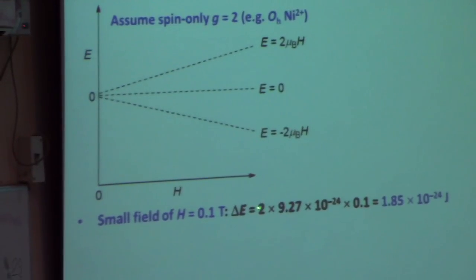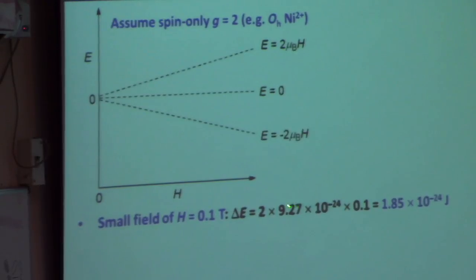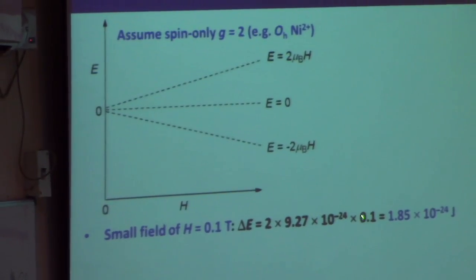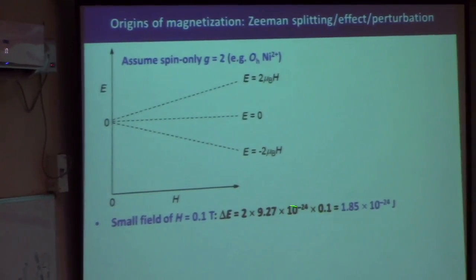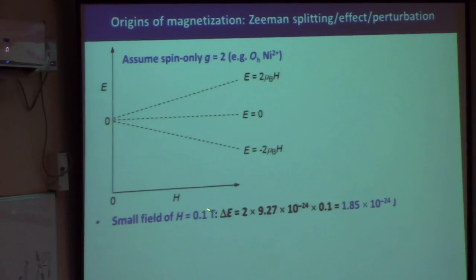Okay, so G is equal to 2. This is the product of the constants, okay, and this is the value of the field. So what we're saying is a small magnetic field, 0.1 Tesla, or 1000 Ørsted, or Gauss, if that's what you prefer to use. For a single ion, the energy of that term comes out as being this one here, 1.85 times 10 to the minus 24 joules.